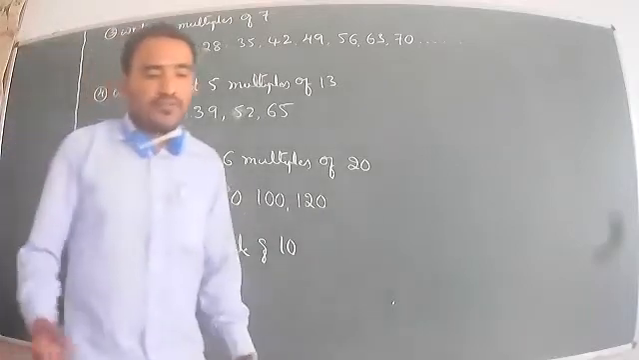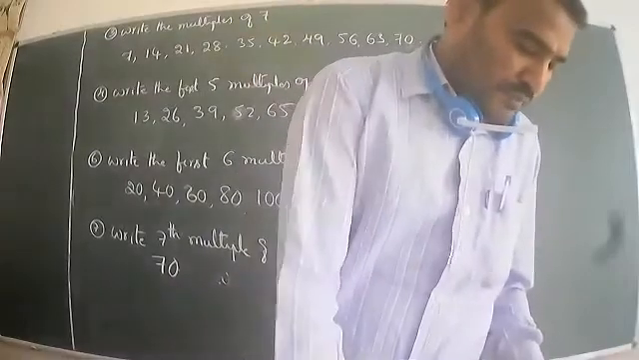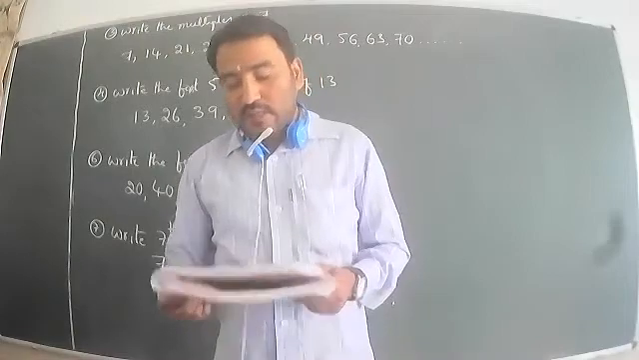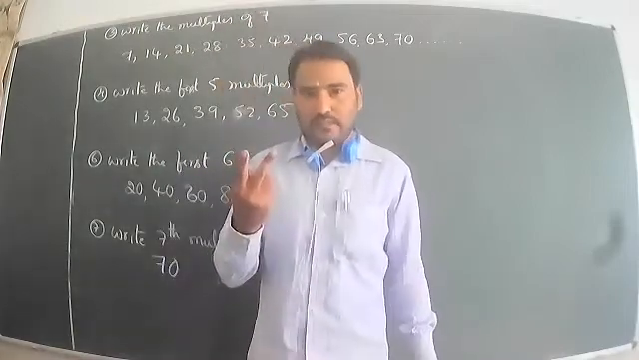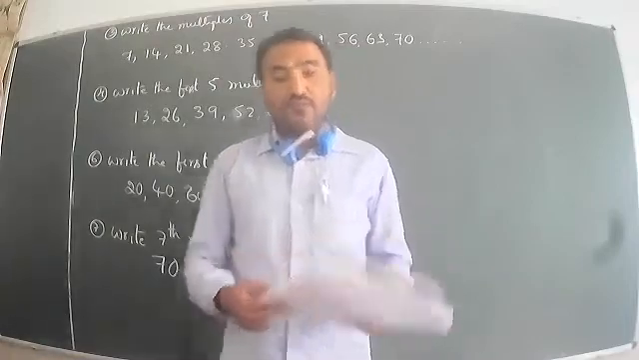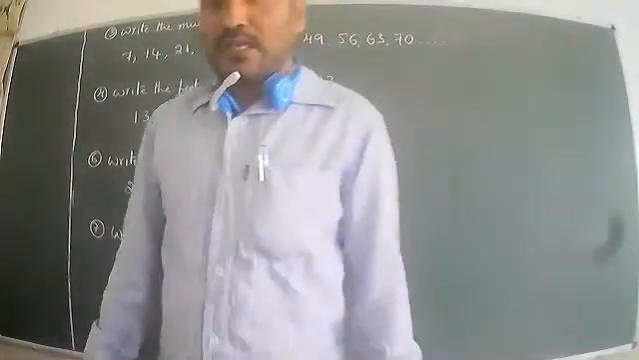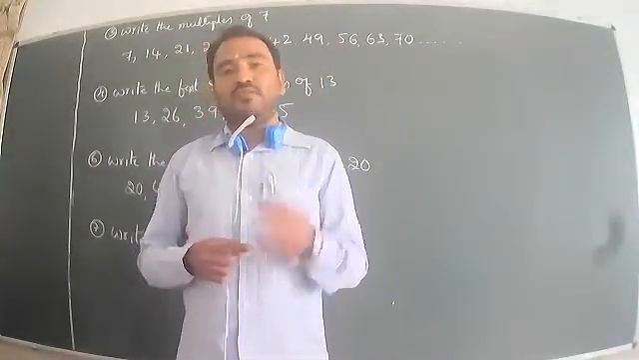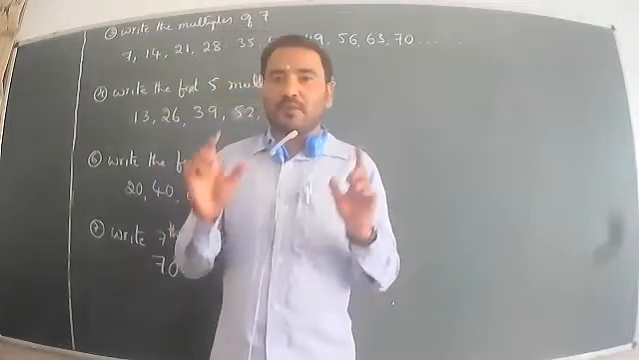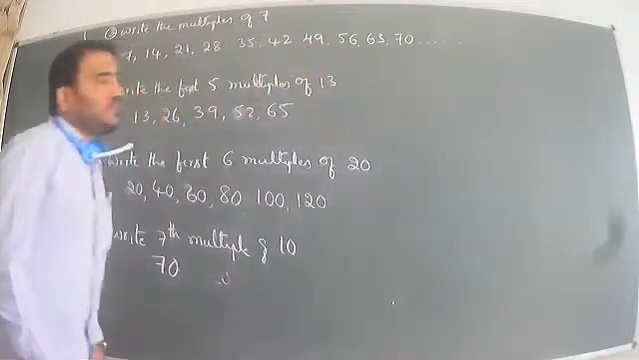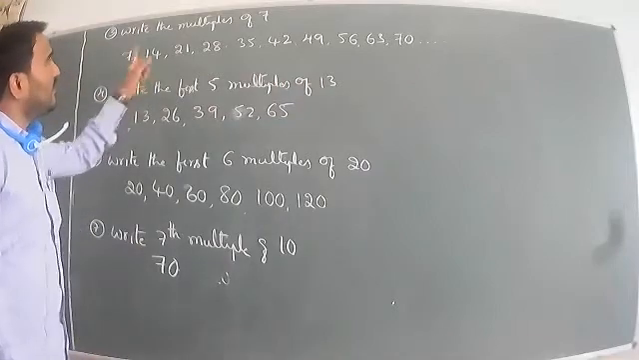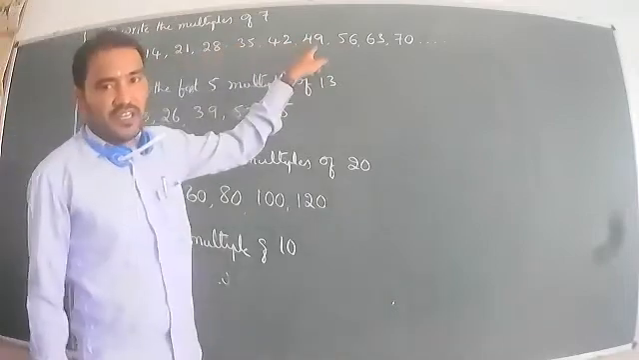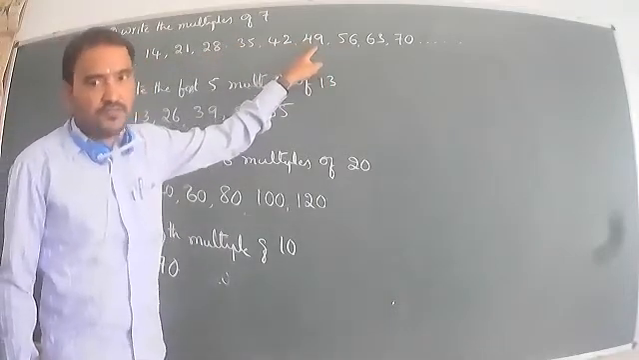Sometimes the question will be asking, write the second multiple of 10. Second multiple of 10 is 20. Okay, write the fourth multiple of 8. Fourth multiple means 8 ones are 8, 8 twos are 16, 8 threes are 24, 8 fours are 32. 32 is the fourth multiple of 8. Write the seventh multiple of 7. Which one is the seventh multiple? Yes, 49. 49 is the seventh multiple of 7.